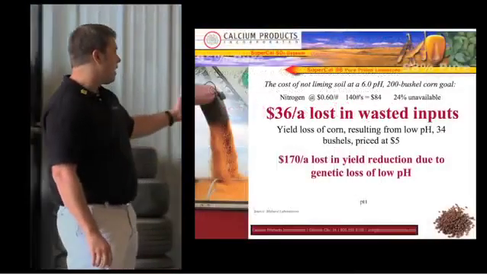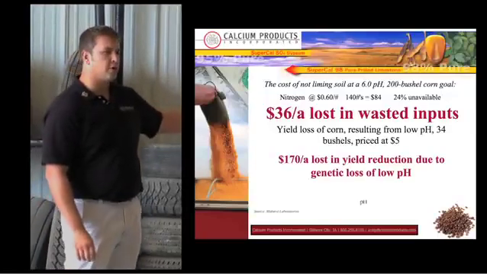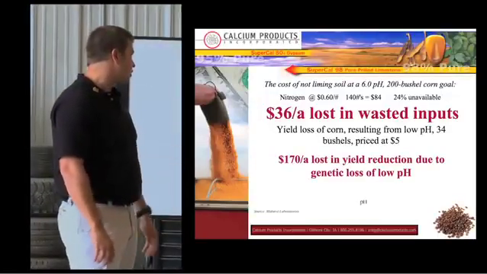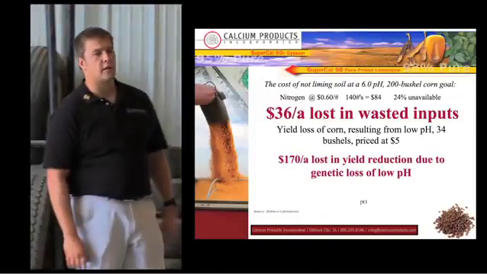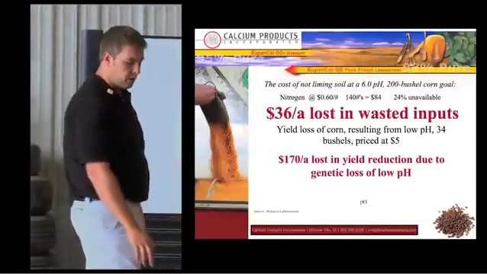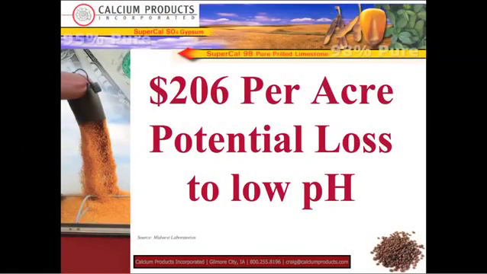If you figure in that yield loss potential of 34 bushels, which is 17% of a 200 bushel crop, at $5 per bushel, that's costing you $170 in lost yield just from having a 6.0 pH. So the cost of having an acid soil is at least $200 per acre. That's the potential loss from low pH. Notice we didn't talk anything about potassium or other nutrients. pH has an effect on those, so it could be much greater than that.